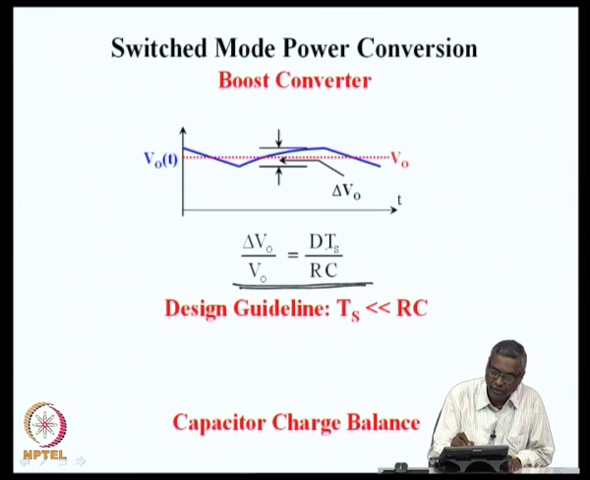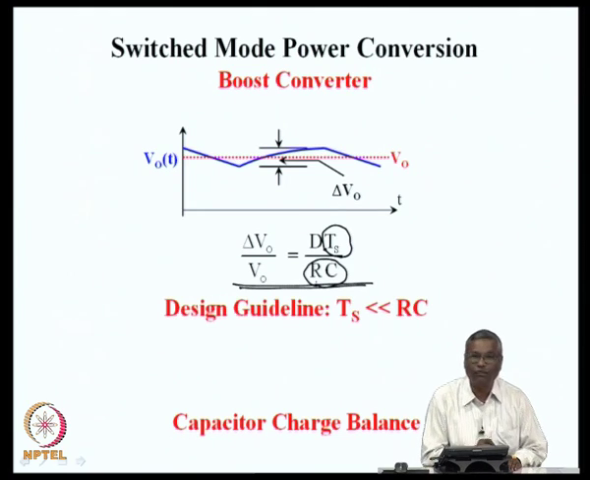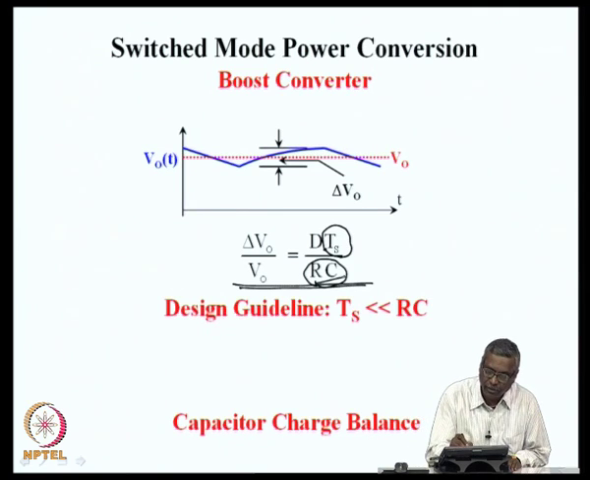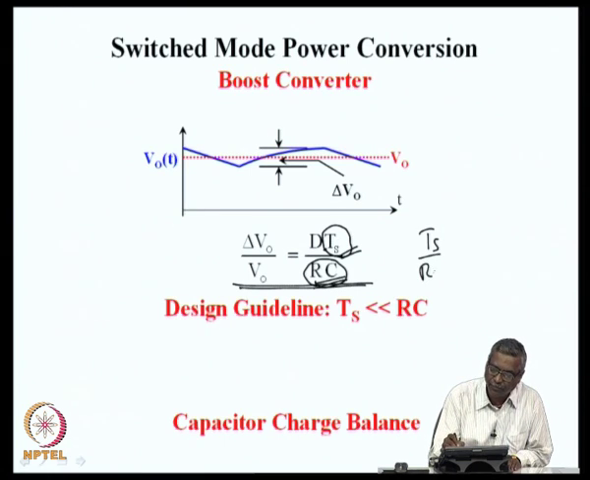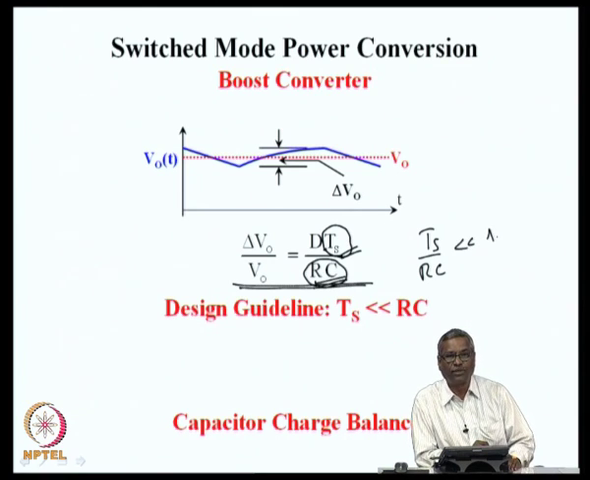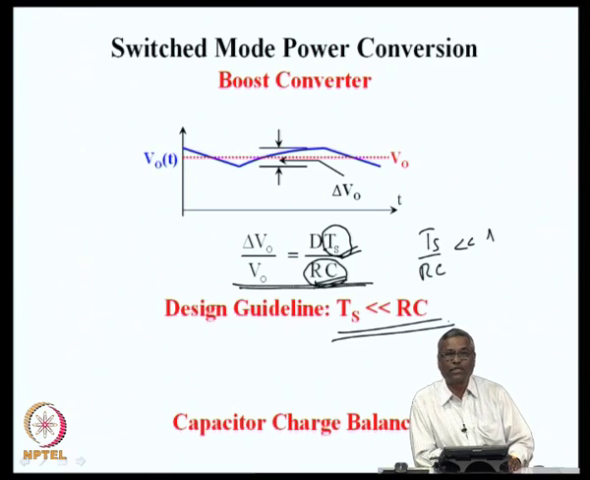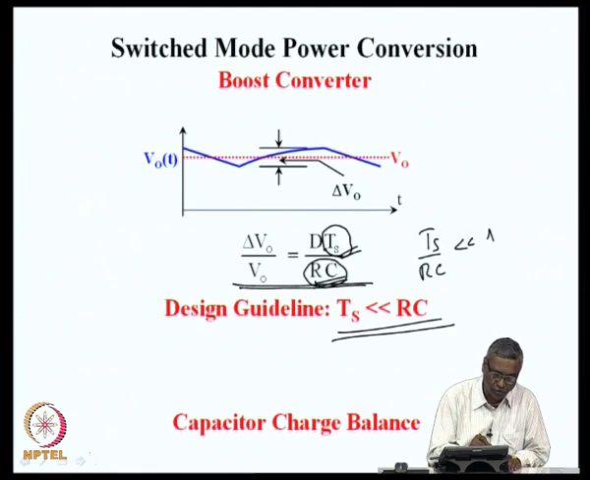Again, as seen before, the voltage ripple appears as a ratio of the time period of the switching and the natural period of the circuit. Natural period of the circuit is RC, switching period is Ts, and if this ratio Ts by RC is very much less than 1, then we will find voltage ripple is also very small, and that criterion is the design guideline for making sure that the boost converter has low output voltage ripple.